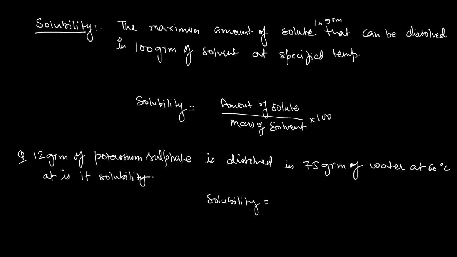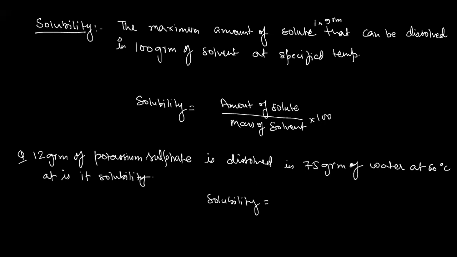You need to keep in mind here that this is the amount of solute in grams, and here the mass of solvent in grams. So when the grams and grams cancel out, it is simply a unitless quantity. So you cannot give a unit. You have to say that the solubility of potassium sulfate is 35, 20, 40, whatever it is. Got it? Yes, sir. You need not write grams or percentage. Solubility is simply a number. It is a unitless quantity.